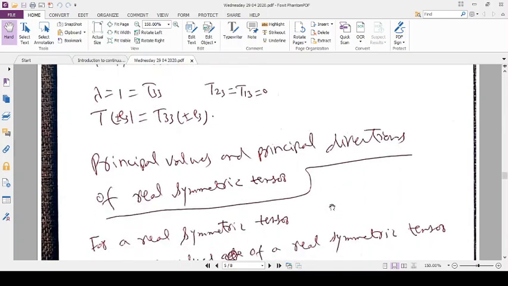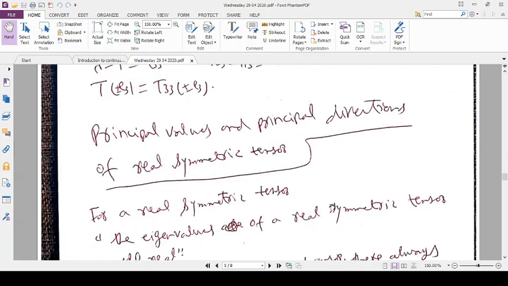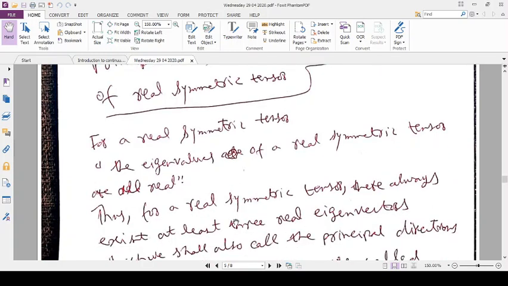Now, principal values and principal directions of a real symmetric tensor. We are only supposing a real symmetric tensor, and we will talk about principal values and principal directions. This is a theorem that eigenvalues of a real symmetric tensor are all real, as I was saying before. Thus, for a real symmetric tensor, there always exist at least 3 real eigenvectors.